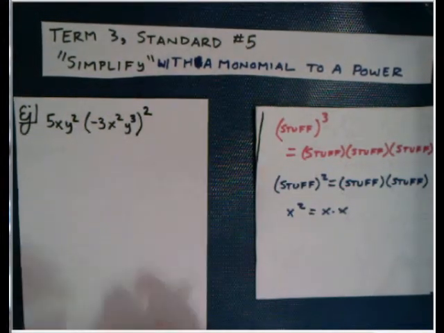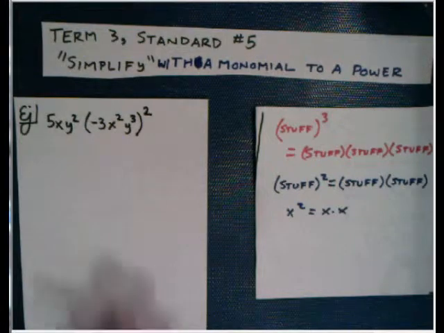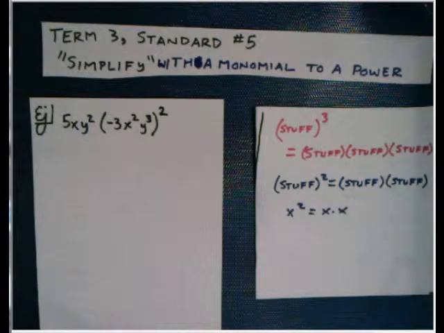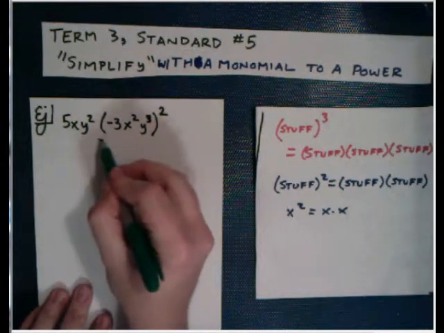Okay, so here we go. We want to simplify the expression 5xy squared times the quantity negative 3x squared y cubed to the 2nd power. Okay, so what we're going to do, same as with the first example, we're going to start by simplifying the monomial. So I'm going to try to be consistent with my colors this time. So we want to simplify this guy first.